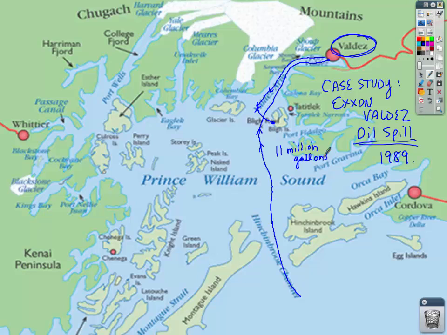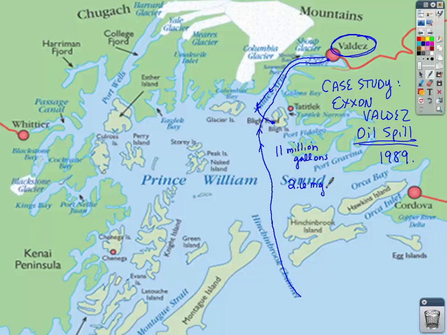Back then, cleanup technologies and their ability to handle the spill was not very good, so the oil spread. It covered over 1,000 miles of beaches. It killed over 1,000 mammals and over 10,000 birds and other animals. And even after the cleanup, they only were able to retrieve about 2.6 million gallons of oil of the 11 million gallons that were spilled.